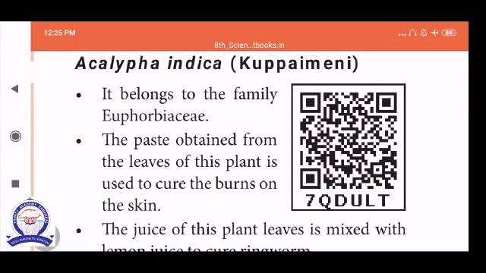The paste obtained from the leaves of the plant Kuppai Medi is used to cure burns on the skin, especially fire burns. The paste is applied, and after that it cures immediately.